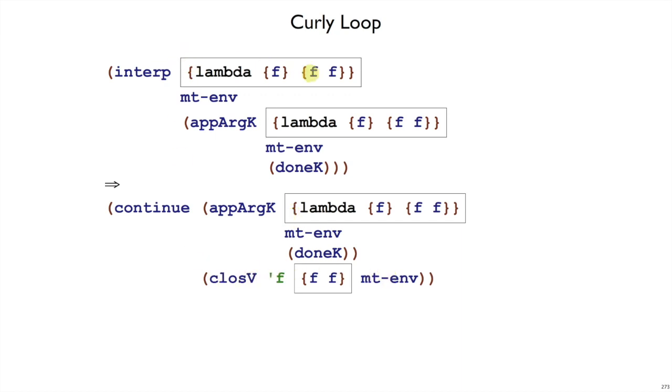It has an argument named f, and it's got a body which is f applied to f, and it's in the current environment, which is the empty environment. Once we have gotten that closure value, then we're ready to continue with the current continuation, which is this app rk that I copied right down here.